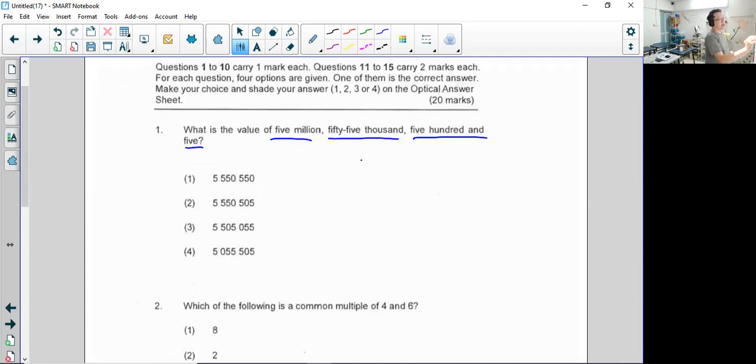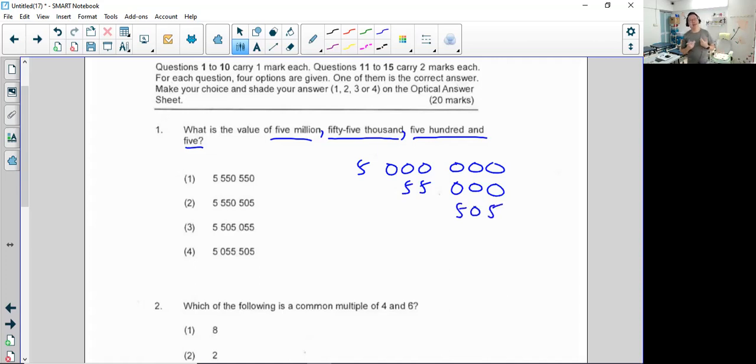Then you may want to break up the number: write every part of the number as a numeral. For example, 5 million, you just write as a numeral, and then 55,000. There's a comma there, so when there's a comma, that is a numeral. So 55,000 is your second numeral, and then you have 505.